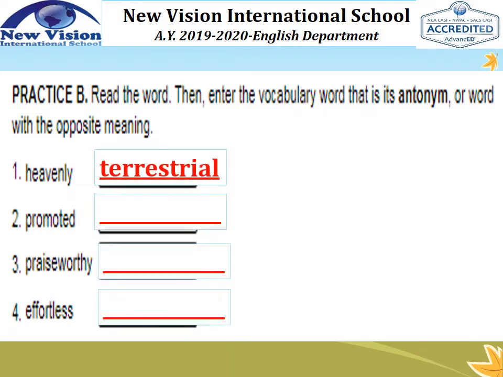Okay, for number 2, you have promoted. What is it? Write it on the blank. Number 3, praiseworthy. And number 4, effortless. Start writing your answer on the space provided for you.